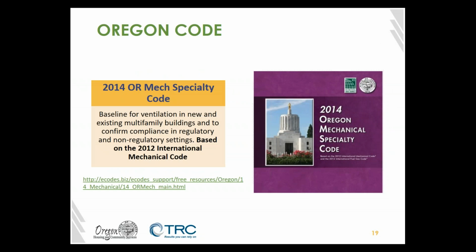So let's start with the Oregon Code. The ventilation standards for the Oregon Code are dictated by the Oregon Mechanical Specialty Code, and this is based on the 2012 International Mechanical Code. These codes build up on top of each other, borrow each other's language, a sort of universal expectation. And this is what you have to adhere to when you're doing new construction in Oregon. What are the standards for mechanical ventilation?